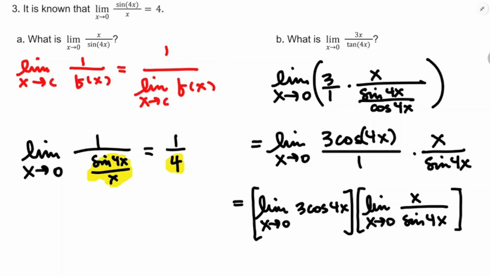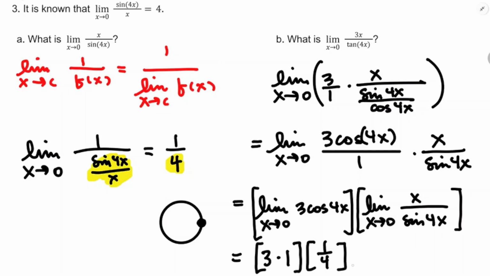So cosine of 4 times 0. Thinking back to the unit circle, 0 radians is over here. Cosine is the horizontal displacement from the y-axis. It's going to be positive 1. So I've got 3 times 1, and then it's multiplied by the first limit, which I figured out was 1/4, so that's going to be 3/4.